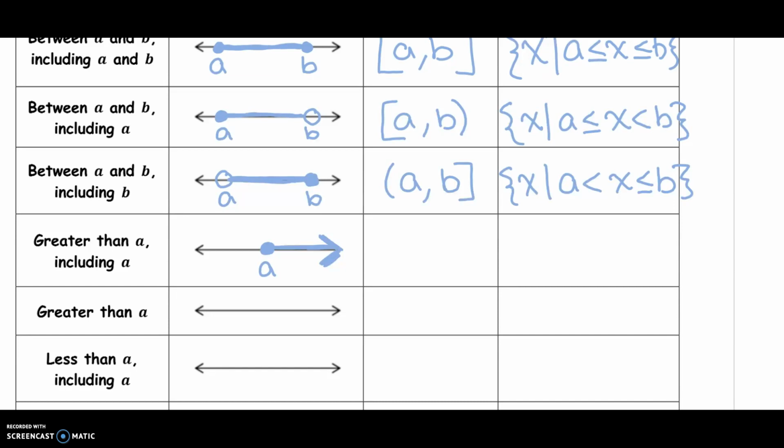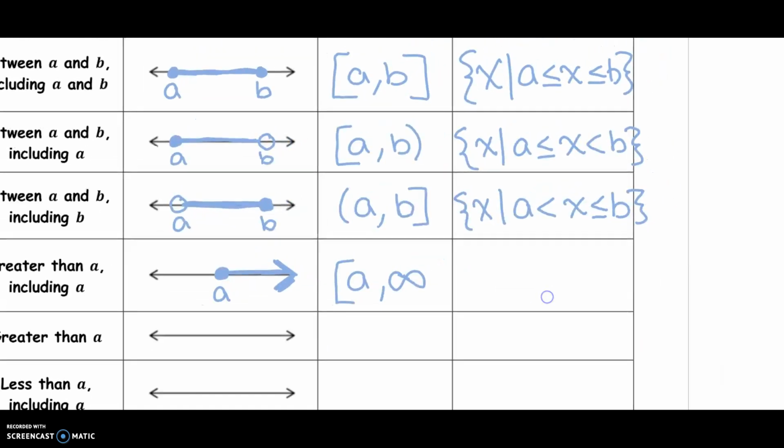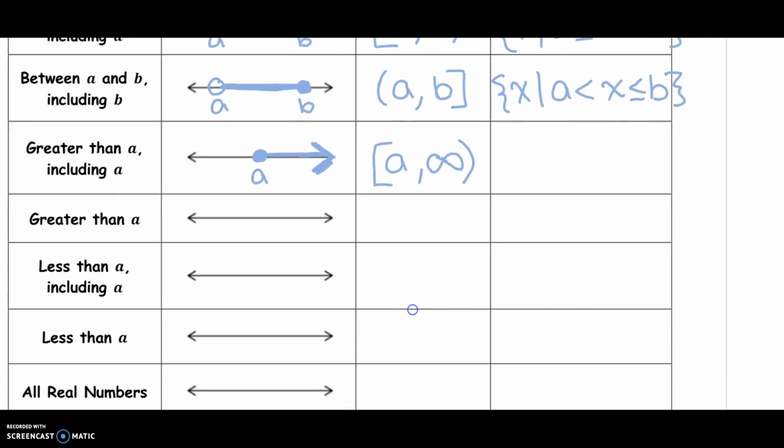So for this one, A is the smallest number, so I'm going to put A on the left, and I'm going to put a bracket because we're including A. And the way to represent the largest number, or all the numbers to the right, is to say that the other endpoint is infinity. Okay? Now when we put infinity, and we're also going to use negative infinity later on, we always use a parenthesis around infinity. We never use a bracket. We just say that infinity is not included because it is not technically a real number.